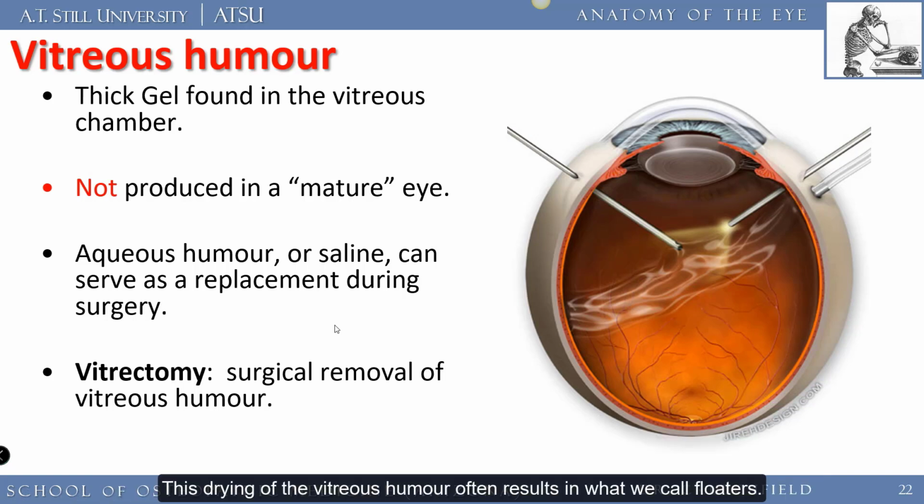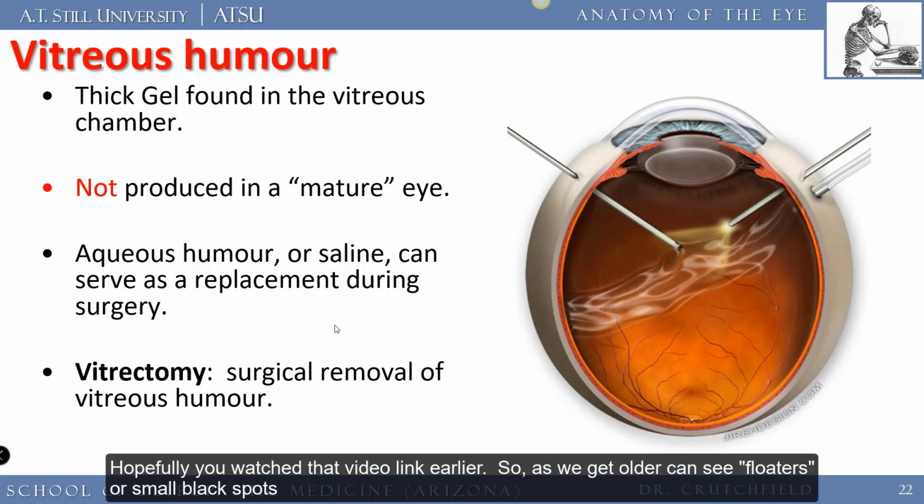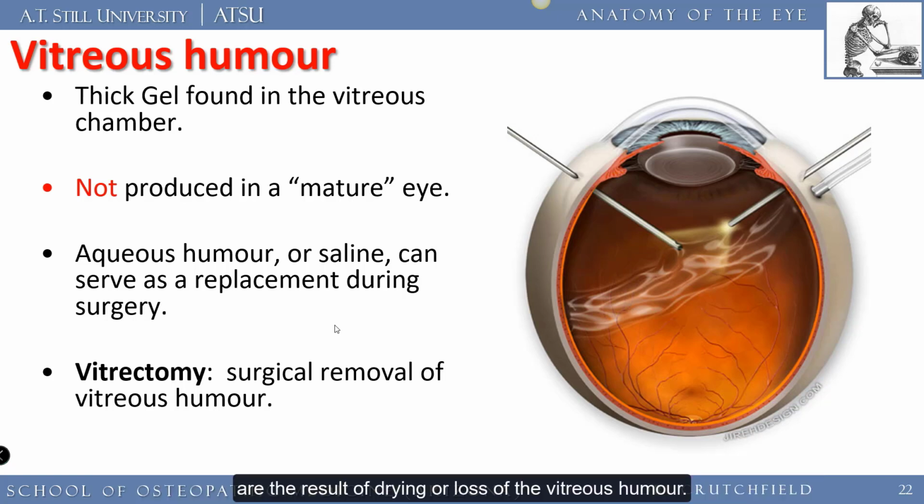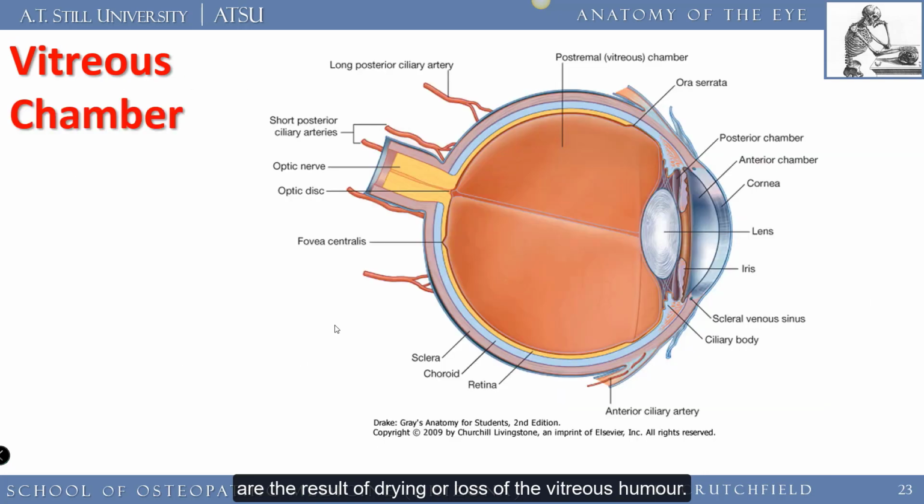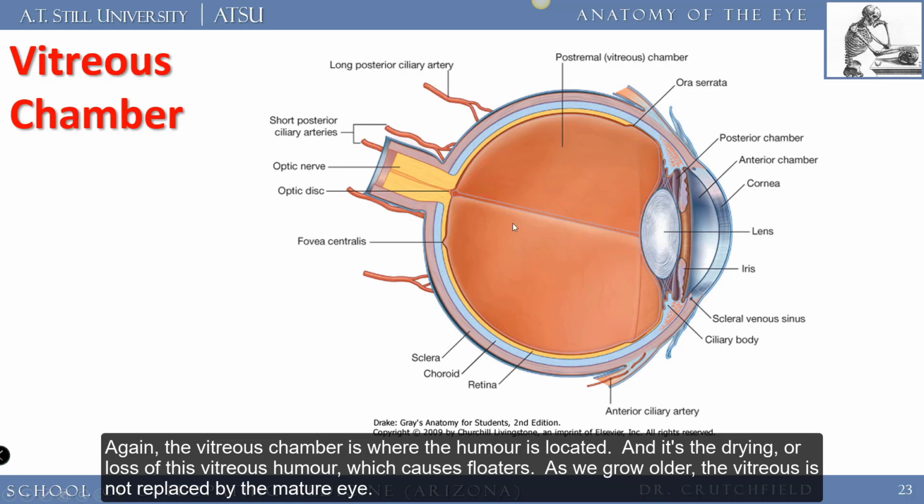This drying of the vitreous humor often results in what we call floaters, and hopefully you watched that video link earlier. So as we get older, we can see small spots in our vision, and these floaters or black spots are the result of drying or loss of the vitreous humor. Again, the vitreous chamber is where the humor is located, and it's drying of this and loss of this which causes floaters. When we grow older, the mature eye does not produce any more vitreous fluid.